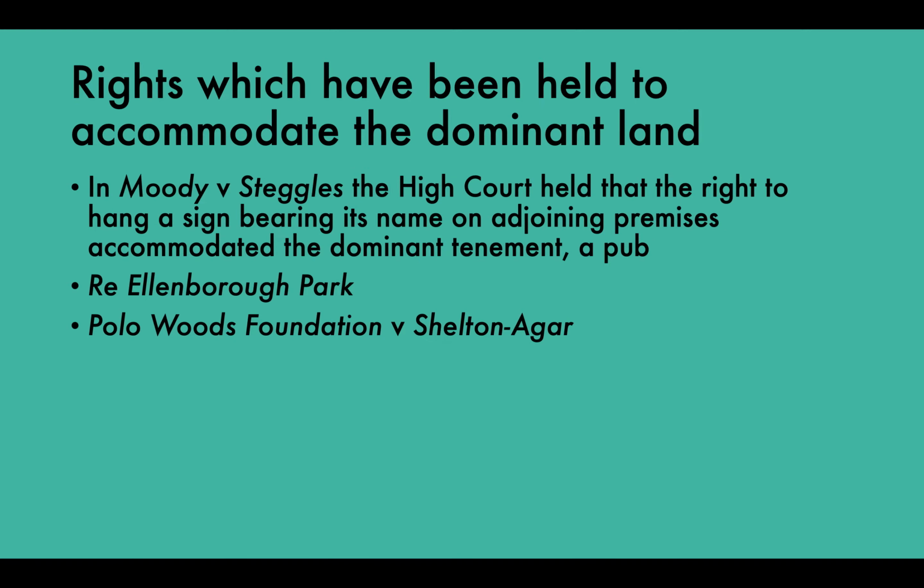So, rights which have been held to accommodate the dominant land. In Moody and Steggles, the High Court held that the right to hang a sign bearing its name on adjoining premises accommodated the dominant tenement, which was a pub. In Re Ellenborough Park, the Court of Appeal held that the right to use a neighbouring garden accommodated the dominant tenement, a residential property. And in Polo Woods Foundations and Shelton Agar, the High Court held that a right to graze 10 horses on a neighbouring land accommodated the dominant tenement, which was a farm.